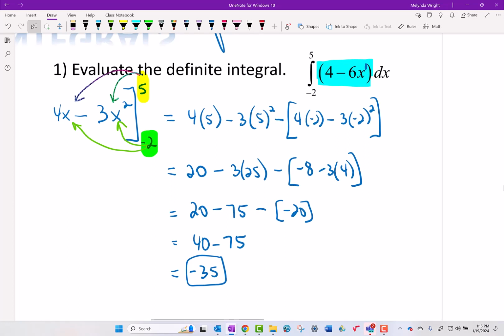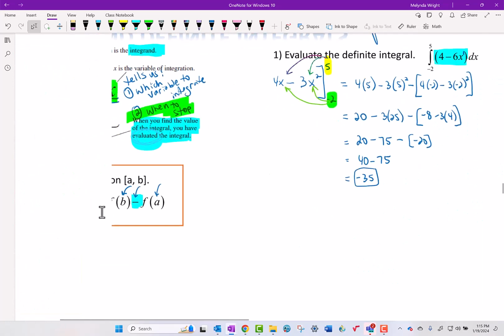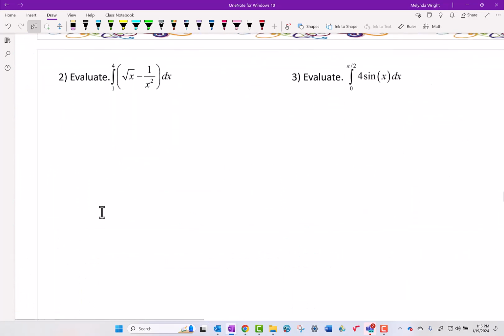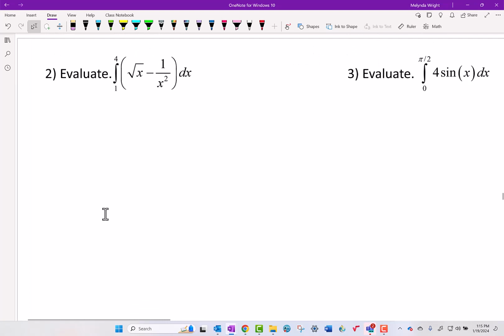I've got, I think, 4 more examples. And the last one we're going to use our calculator for. I'm going to show you how to do definite integrals on your calculator. You may already know, but if you don't, we'll look at it. Okay, so here we go. They want us to evaluate that.